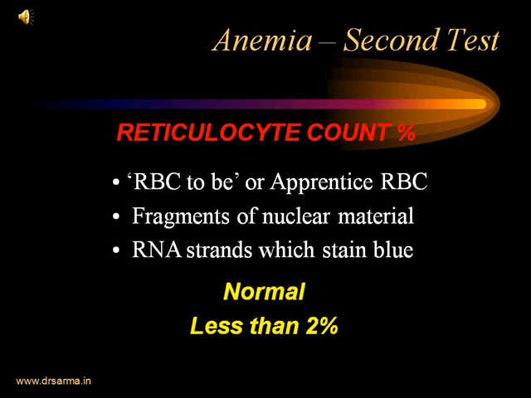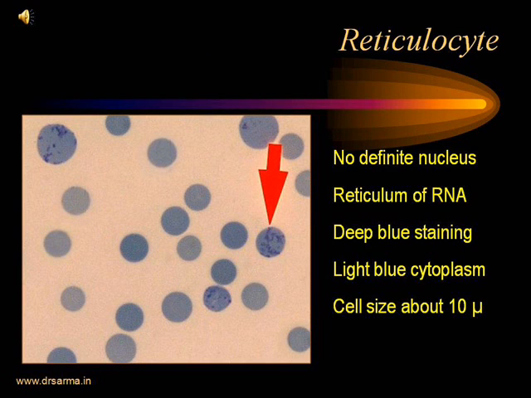Reticulocytes are characterized by the presence of fragments of nuclear material in the cytoplasm, unlike a mature RBC. These nuclear fragments are seen as RNA strands which stain blue with supravital stains. Normally, less than 2% of the RBCs are reticulocytes. There is another index called the reticulocyte production index which we have to know, which we will see in the next slide. This slide shows the reticulocytes.